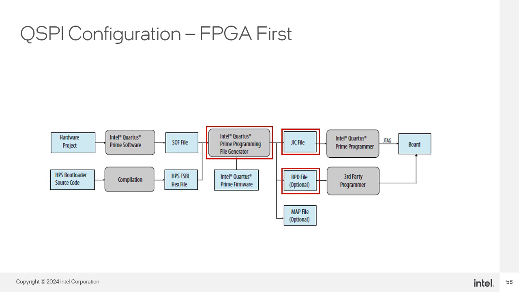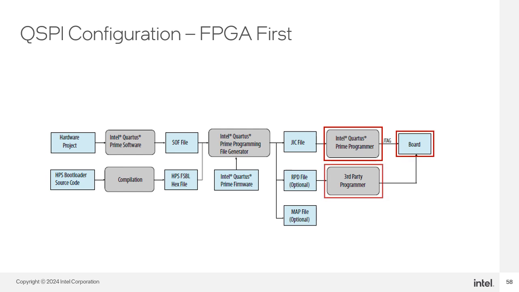Optional, raw programming data file contains the configuration bit stream in plain binary format, can be written to flash with a third-party programmer, such as U-Boot. Optional, map file describes the actual flash usage in human-readable text format. 4. Use the Quartus Prime programmer to write the JIC image to QSPI flash. Alternatively, use a third-party programmer to write the RPD image to flash. 5. Set MSEL to QSPI, then power up, power cycle, or toggle nCONFIG to cause the device to configure itself from QSPI. 6. FPGA device is configured, and after INIT_DONE, the HPS FSBL is also executed.